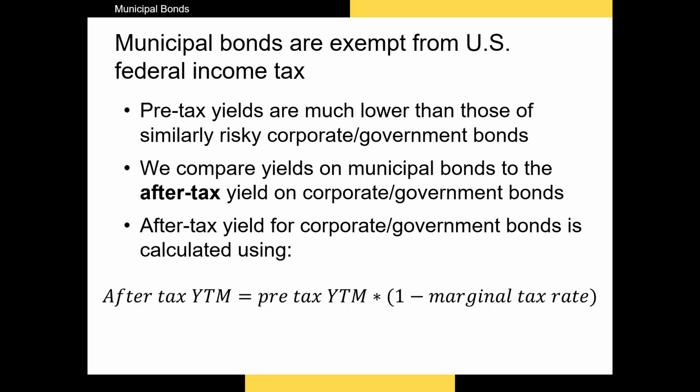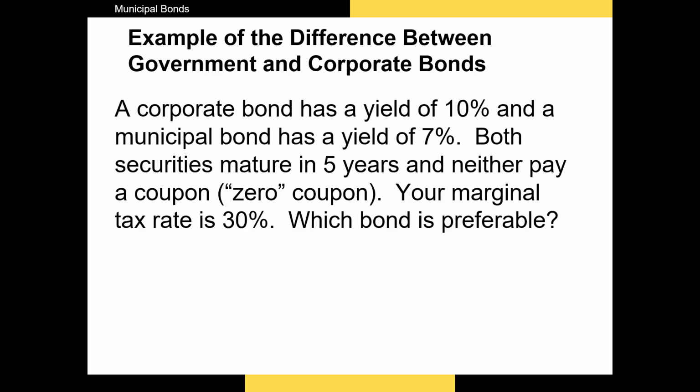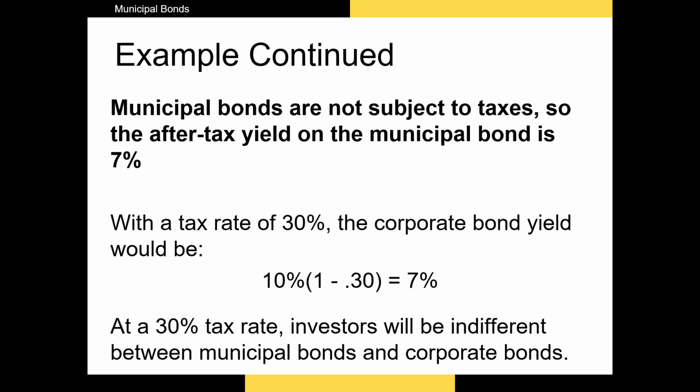Let's look at an example. Let's say you're considering buying two bonds and you can only invest in one. The corporate bond has a yield to maturity of 10% and the municipal bond has a yield of 7%. Everything else about these two securities is similar. Your marginal tax rate is 30%. Which of these securities should you prefer as an investor? To answer this question, we need to calculate the after-tax yield of each bond based upon the pre-tax yield and your marginal tax rate. Notice that municipal bonds are not subject to taxes, so your pre-tax yield is equal to your after-tax yield.